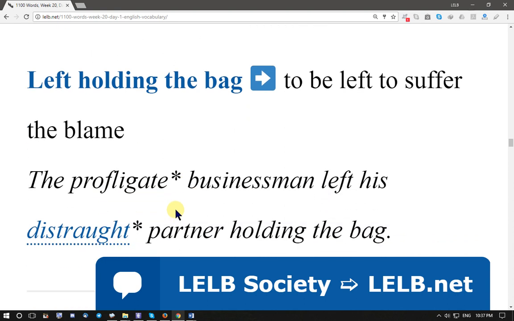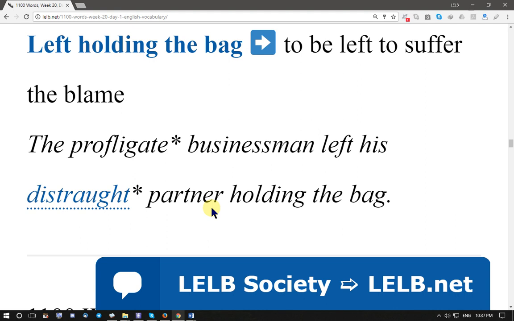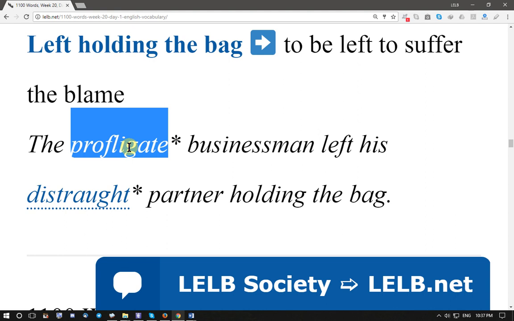The profligate businessman left his distraught partner holding the bag. Profligate means a person who leads a lavish life, or actually who tends to act lavishly. And lavish means extravagant. Extravagant means not frugal, F-R-U-G-A-L. It means not economical, not being careful or fastidious when it comes to spending money. So the profligate businessman had already spent so much money on something, so because he was profligate, he left his distraught partner holding the bag. Distraught means worried and confused. So if you are distraught, it means that you are so worried about something that you cannot think clearly about something, and that is terrible. You are overstressed.